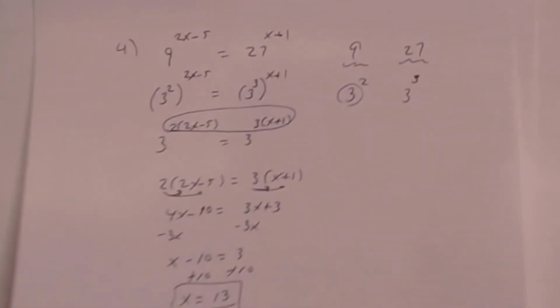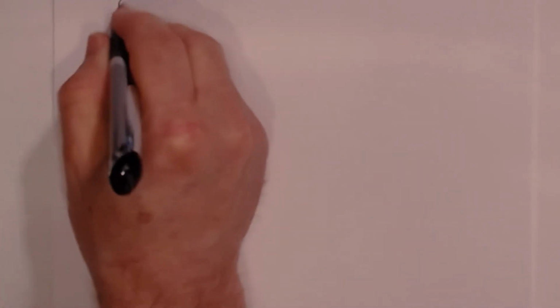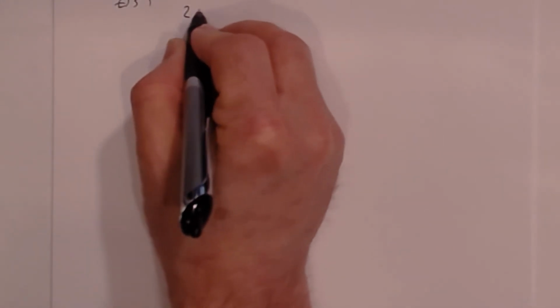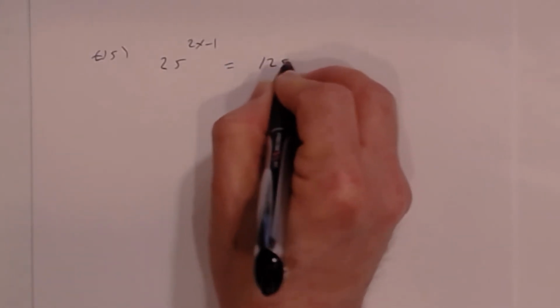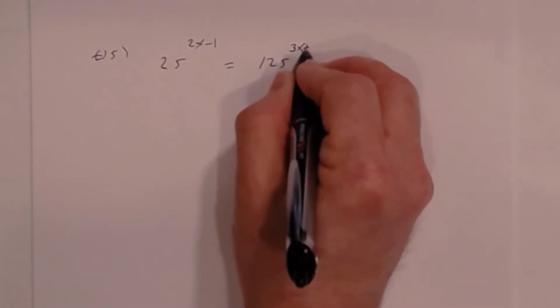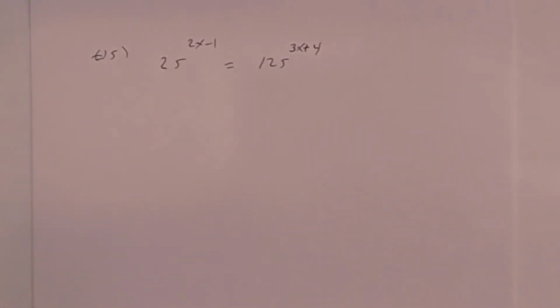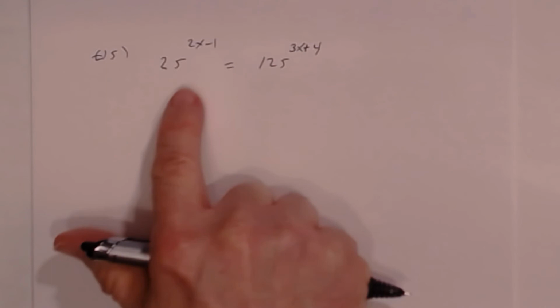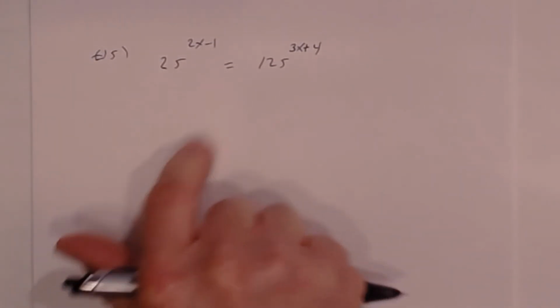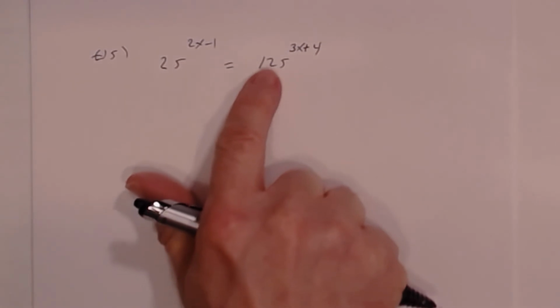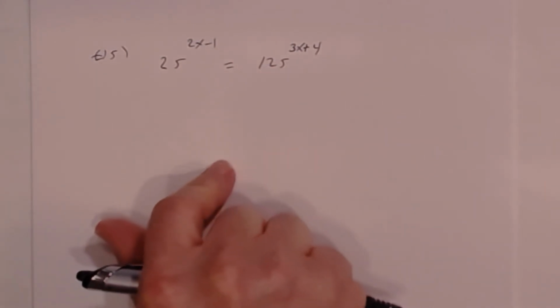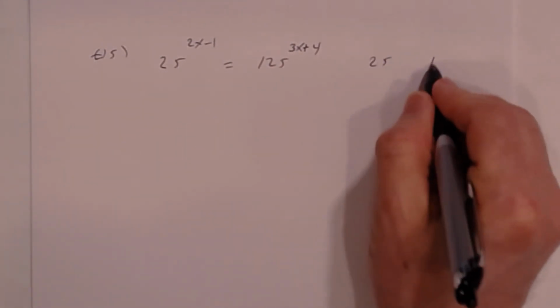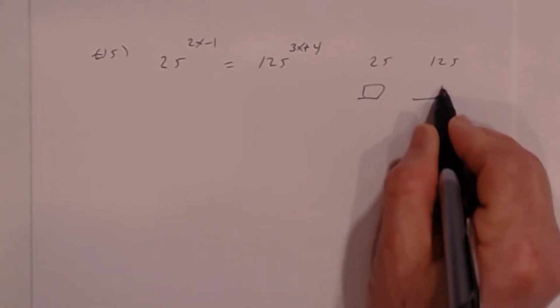Okay, let's do one more, and then that'll be it. So let's do number 5. In number 5, we have 25 to the 2x minus 1 equals 125 to the 3x plus 4. You can tell right away that you're not going to use 25 as that common base, because there's no way you can write 125 as 25 to a whole number. 25 squared is way over 125. So think about how you're going to rewrite 25 and 125 so that they have the same base.